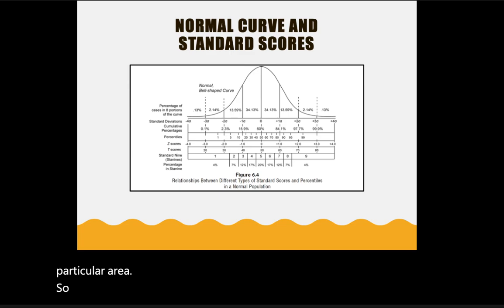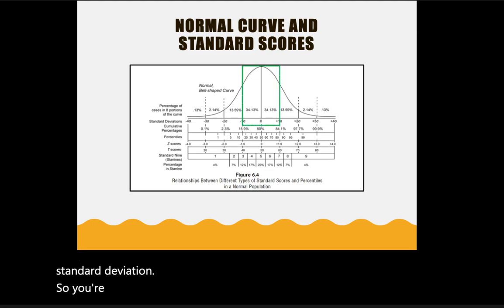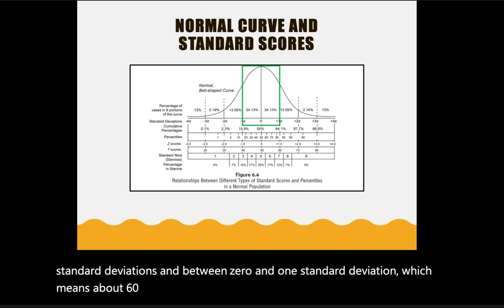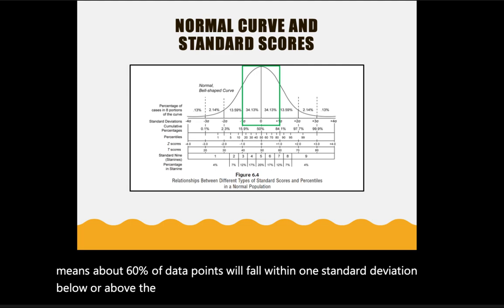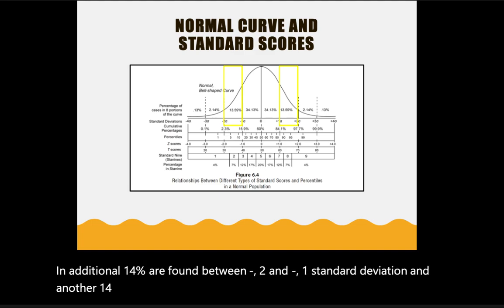So approximately 34% of data points lie between the median and one standard deviation. So you're going to have 34% of people who are between -1 and 0 on the standard deviations, and between 0 and 1 standard deviation, which means about 60% of data points will fall within one standard deviation below or above the median. An additional 14% are found between -2 and -1 standard deviation, and another 14% are between +1 and +2 standard deviation units.